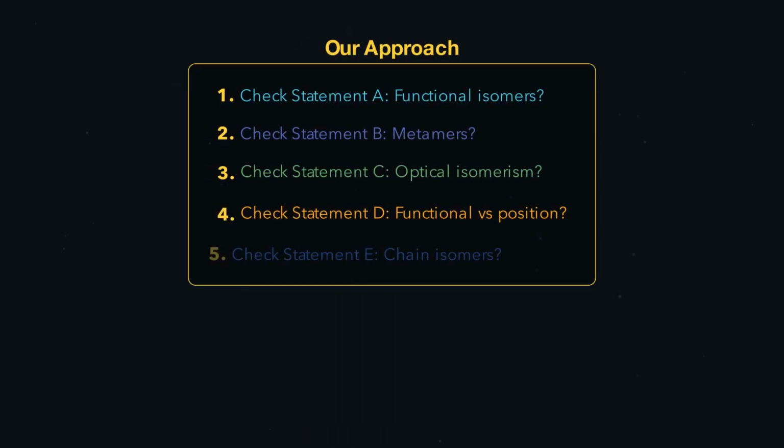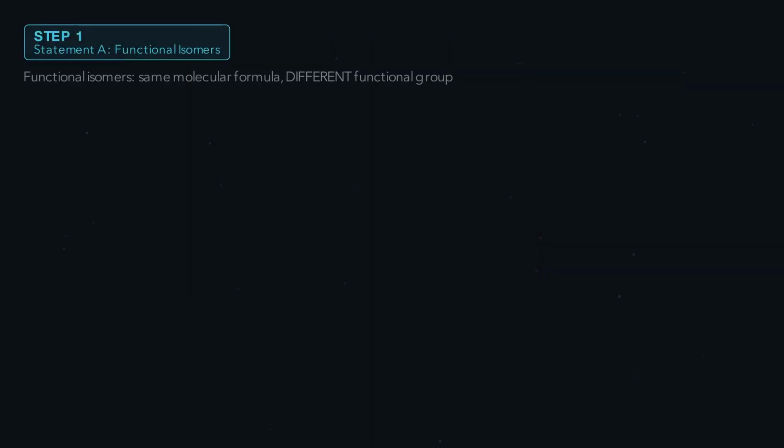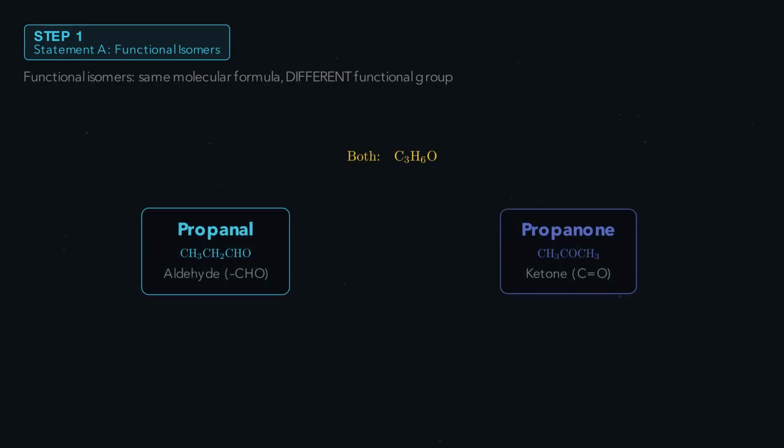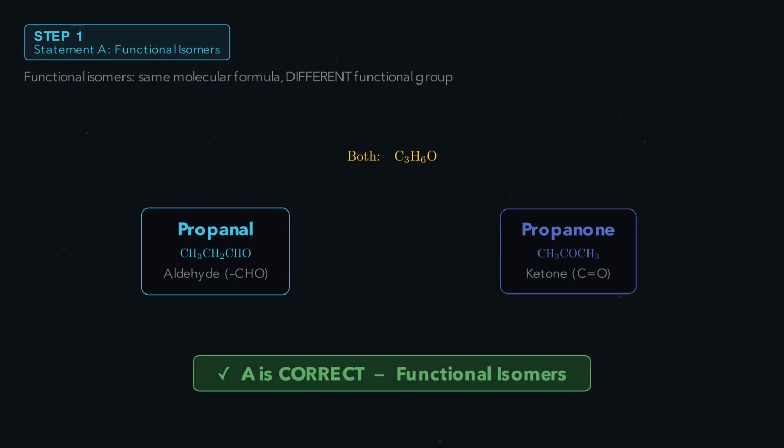We'll check each statement by applying its exact isomerism definition. Same molecular formula is just the entry ticket. What matters is what's different: the functional group, the alkyl distribution, the carbon skeleton, or the presence of a chiral center. Statement A. Propanol and propanone both have the molecular formula C3H6O.